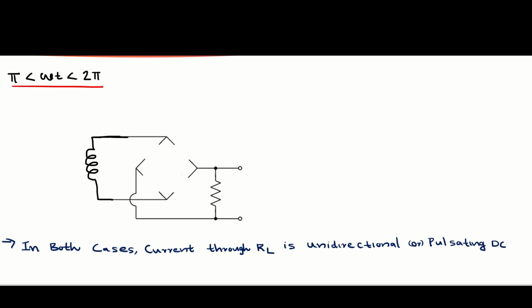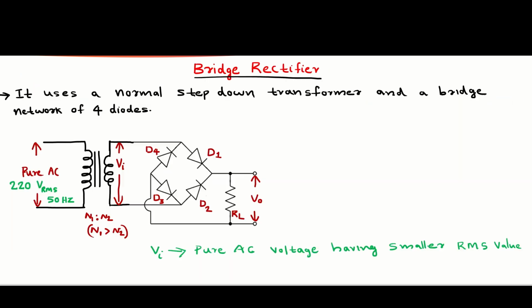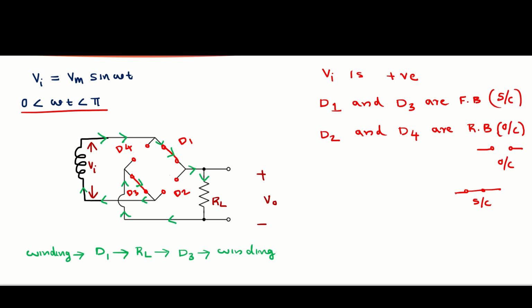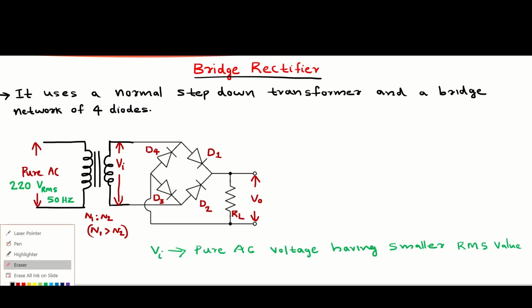Next we are going to see what happens when omega t is from pi to 2 pi. So again I am going to our circuit diagram. When omega t is from pi to 2 pi, look at this waveform of Vi, the input voltage. Vi becomes negative. Vi is a negative value, a negative half cycle. So I am writing this one as negative with respect to the other terminal, minus plus. So the p side of D1 is negative, the n side of D4 is negative, the n side of D3 is positive, and the p side of D2 is also positive.